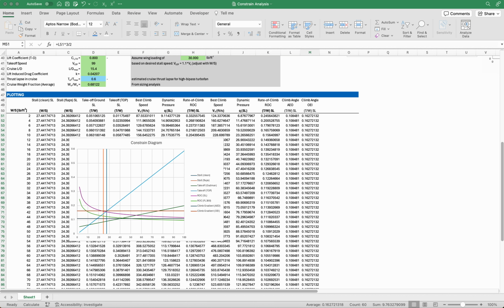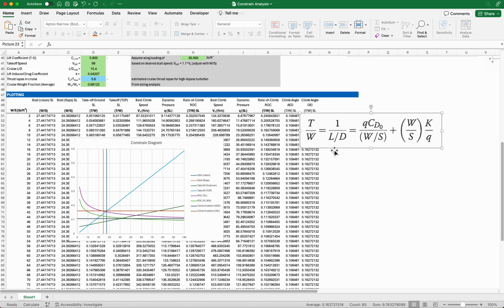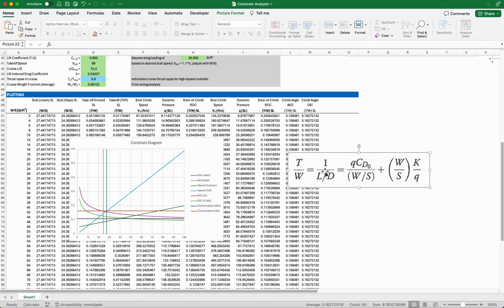So then how do you translate that thrust to weight relationship down to our takeoff conditions so that our constraint diagram is all comparing apples to apples at our takeoff condition? So if we think back to our relationships for our cruise, go back to our notes, we have this thrust to weight relationship I'll add here. So our thrust to weight, if we have a desired lift to drag ratio that we want during our cruise segment, then we can just use that.